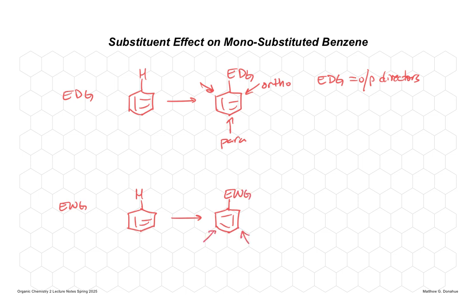And due to the lack of electron density, electron withdrawing groups are called 1,3 directors, and that's called the meta position. You can only use that terminology, ortho-para, or meta, if the ring has only 2 substituents. If you have more than 2, that nomenclature is no longer valid. You actually have to specify the number location of the substituents.